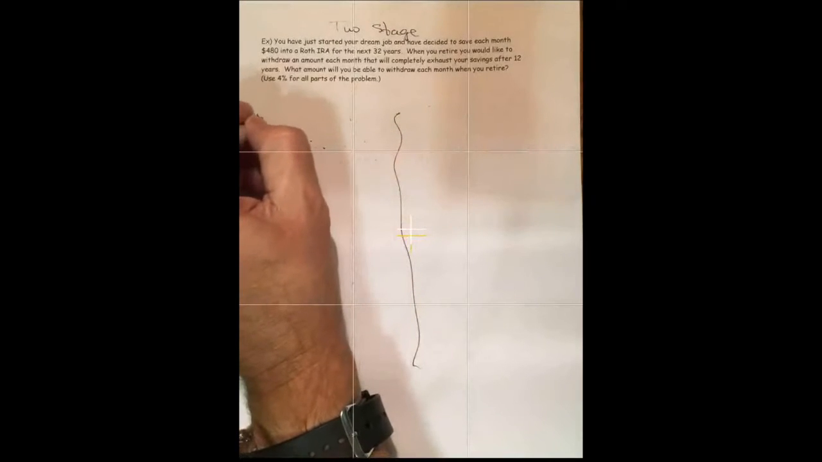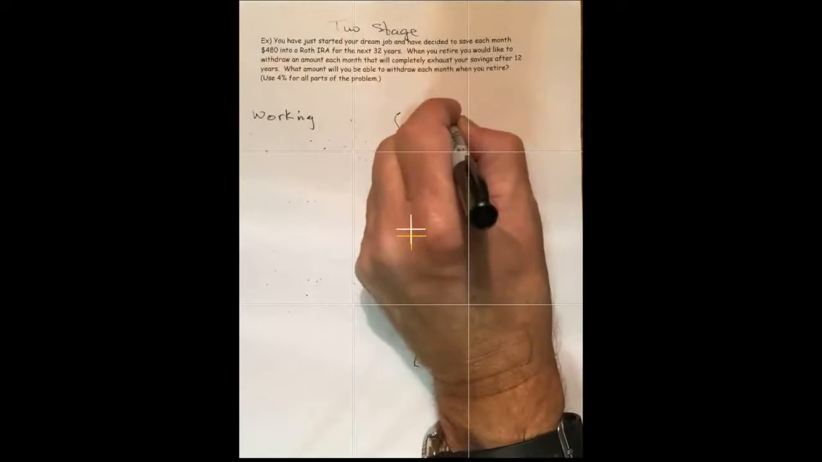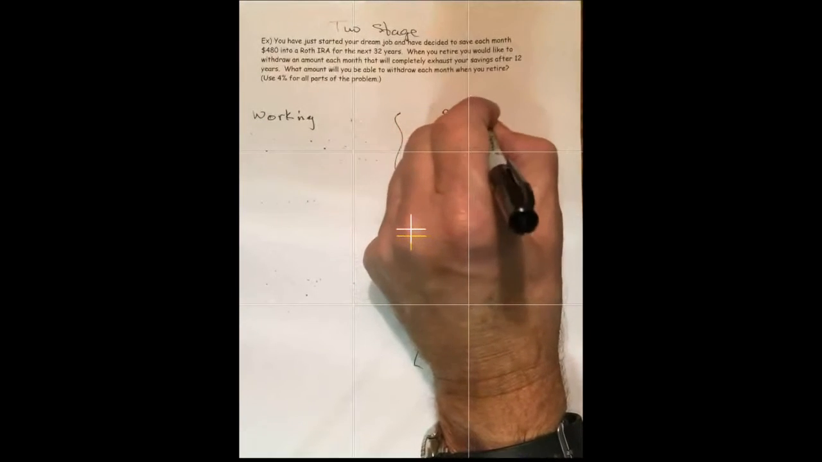When you retire, you want to withdraw an equal amount each month that will completely exhaust your savings after 12 years. Okay, so what amount are you going to be able to withdraw when you retire so that after 12 years of monthly withdrawals, there's no money left? So let's split this up into when you're working and when you retire.